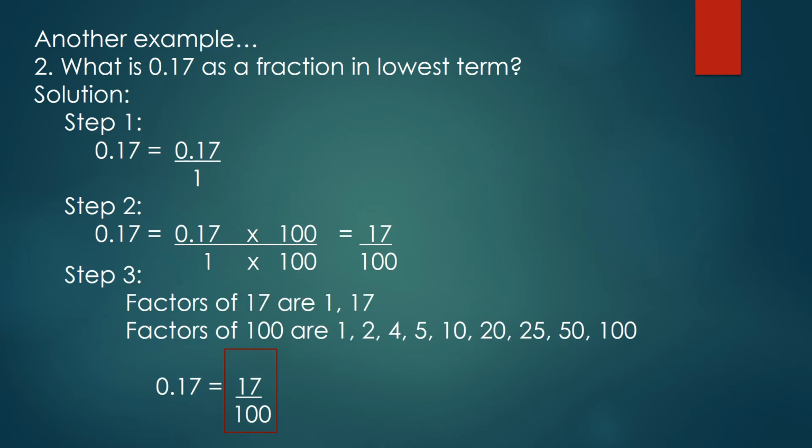Step 3, we need to list down the factors of 17 and 100. The factors of 17 are 1 and 17. And the factors of 100 are 1, 2, 4, 5, 10, 20, 25, 50, and 100. Now, let's take a look. Wala pong parehas na common factor, diba? So, ibig sabihin, yung 0.17 is equal to 17 over 100. As is na po yan, hindi na po siya malolowest term. So, that is the final answer.